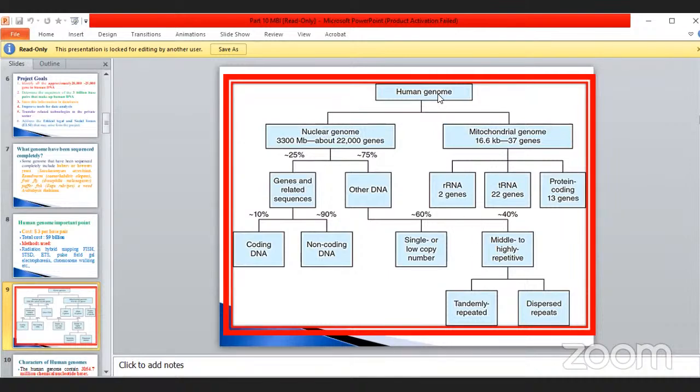See here, the human genomes again. The mitochondrial genome has 37 genes. Just add all those things: 2 plus 22 is 24, plus 13, you will get 37 genes. You have to add all these categories, and you will get 22,000 genes. Don't forget, my dear students. This is very, very important.